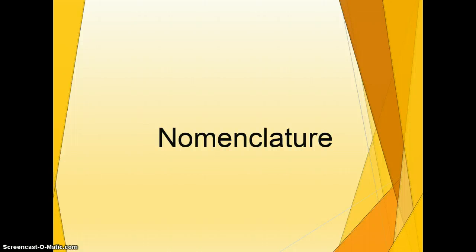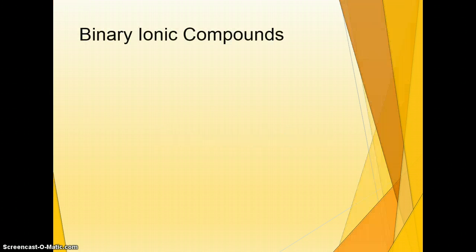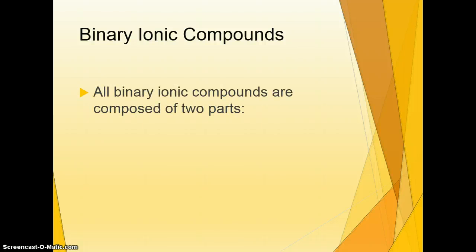Today we're going to start our lesson on nomenclature. And nomenclature is just a fancy word for naming compounds. The first type we're going to look at is called binary ionic compounds. All binary ionic compounds are composed of two parts, and we've already learned these parts. They're called the cation and the anion.